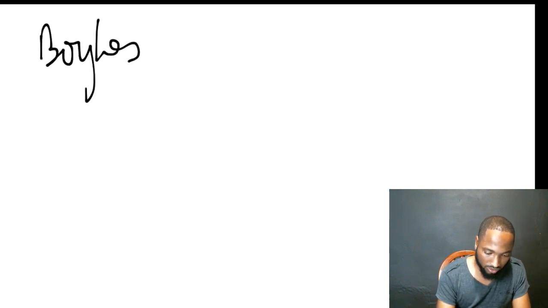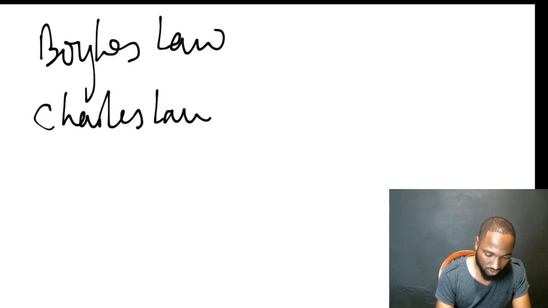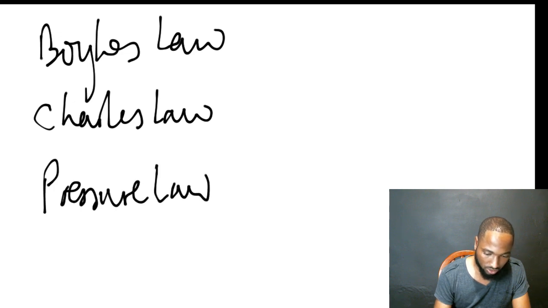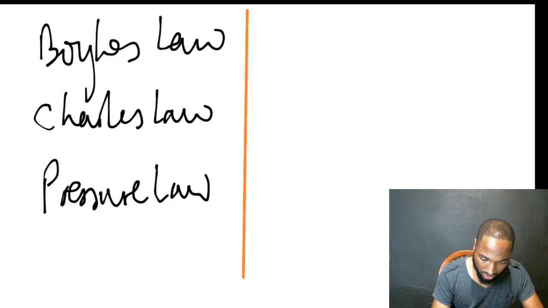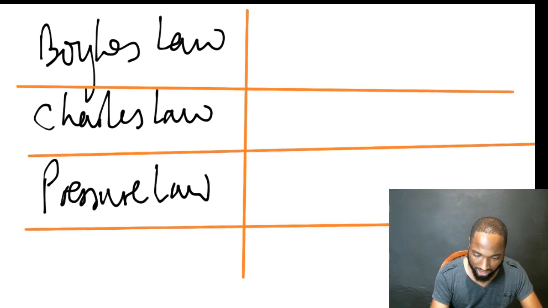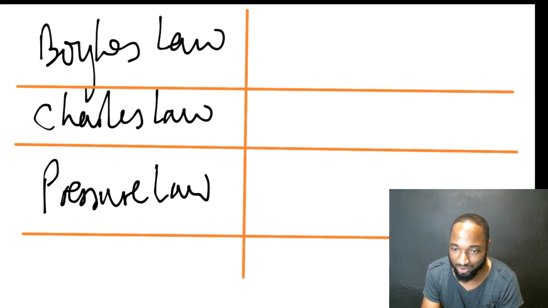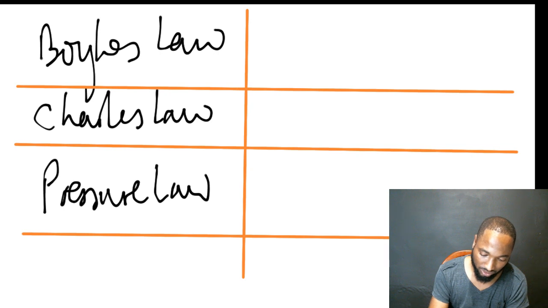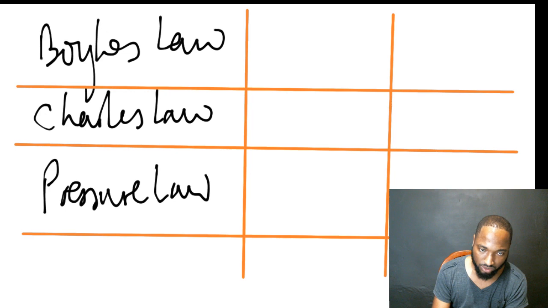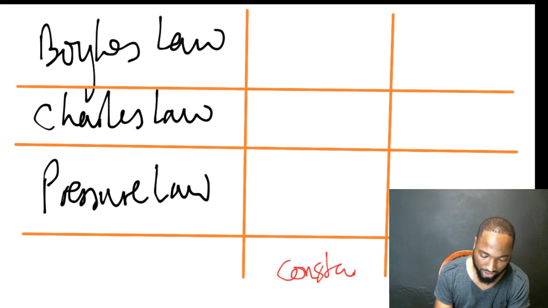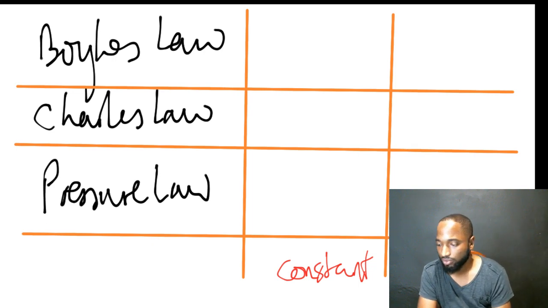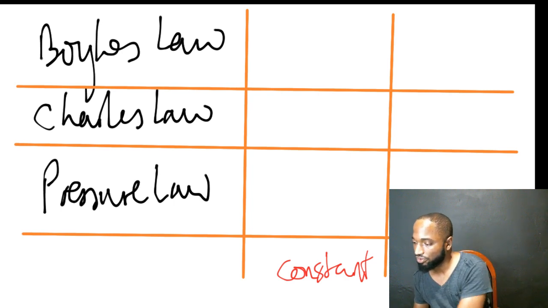Nice, good. So we could go on into Boyle's law, Charles' law. So we have Boyle's Law, we have Charles' Law, we have the Pressure Law. We're going to look up the best way to memorize this. Just imagine all them lines are straight. In this column, I want you to tell me what is constant. What is constant in that? Very rich. Temperature.